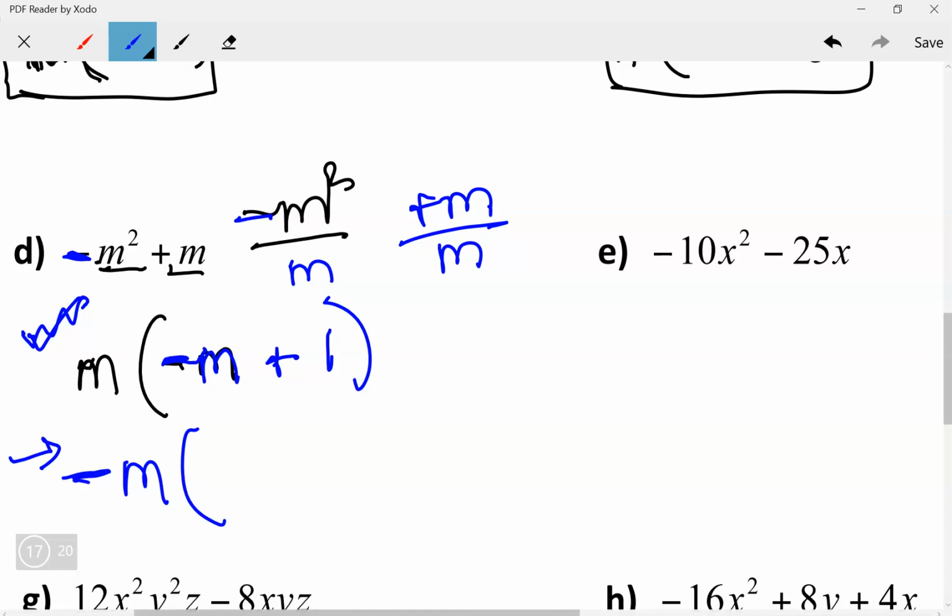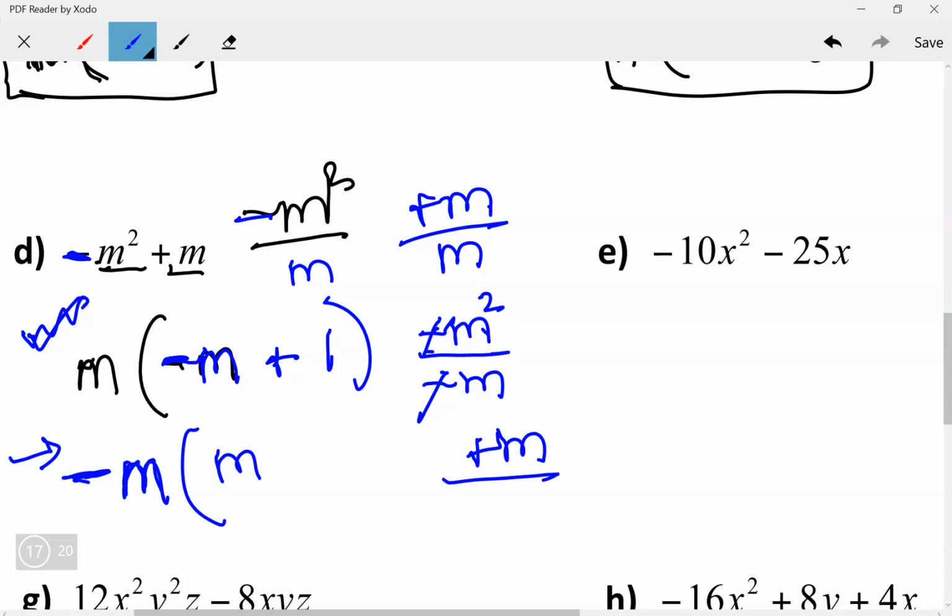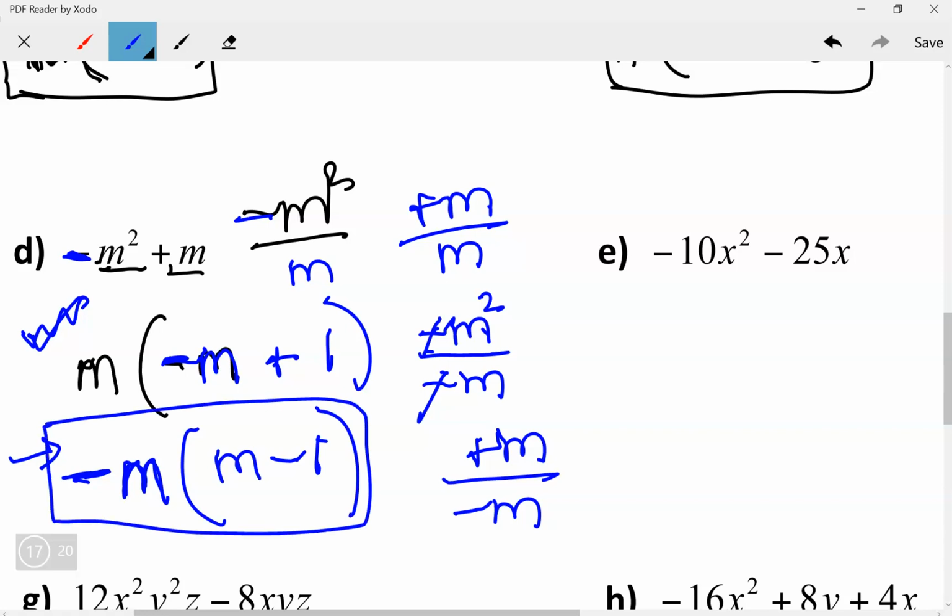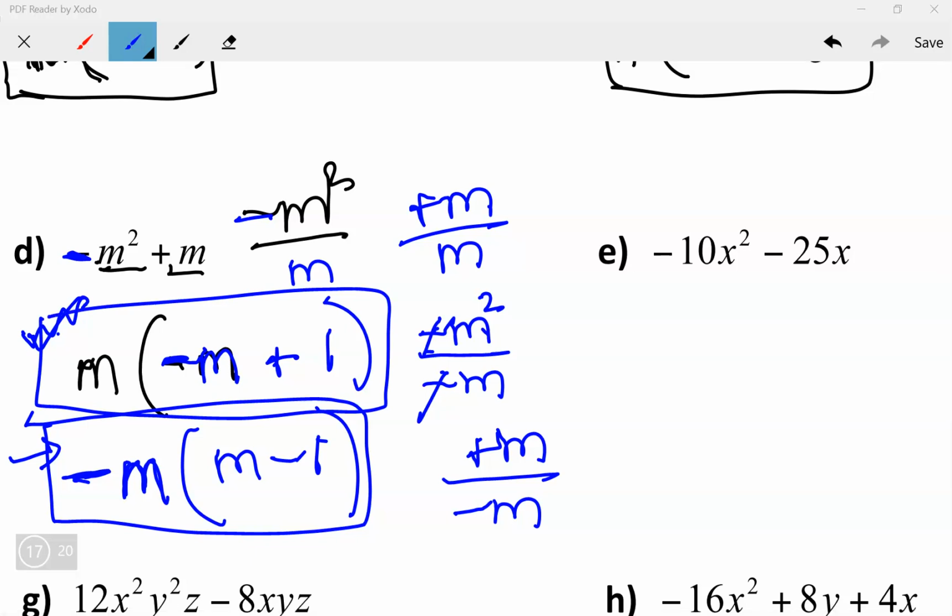So if we did factor out a negative, let's say our greatest common factor was negative m. So I did negative m squared divided by negative m. The negatives cancel out, right? Negative divided by negative is a positive. m squared divided by m is positive m. And then plus m divided by negative m would give me negative 1. Hopefully we're okay with that. So this is also an acceptable answer to the question. So again, either one works.